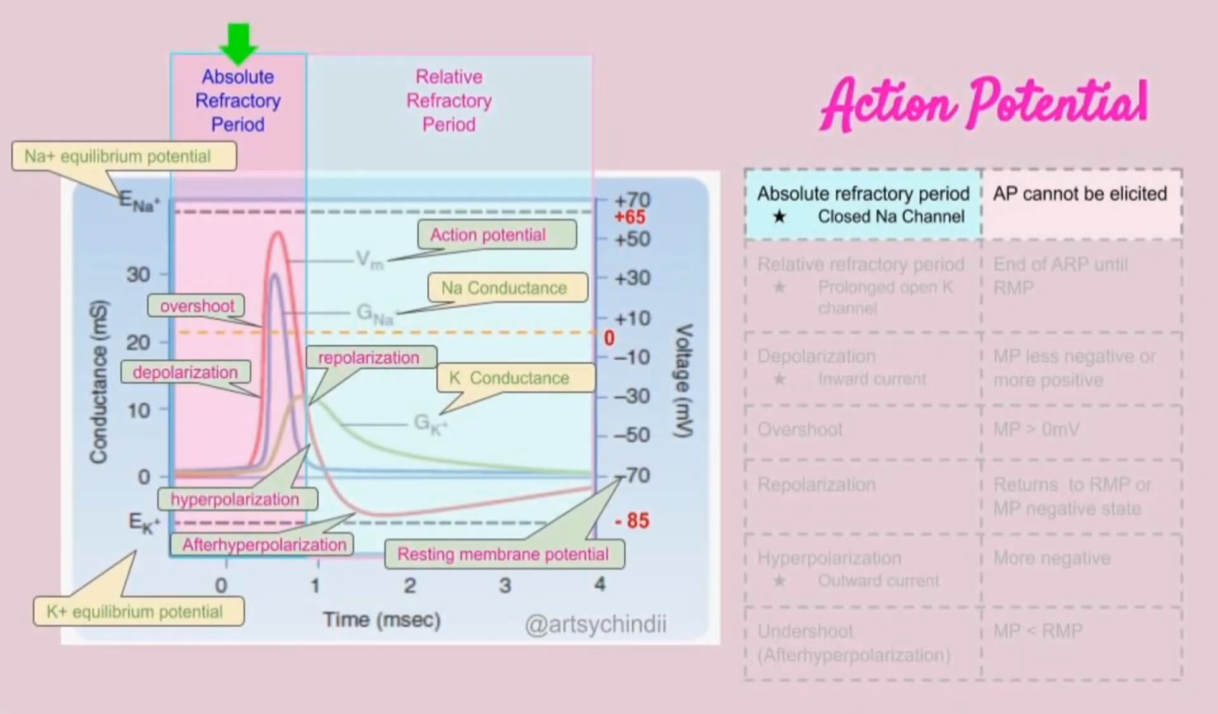Action potential. It has two refractory periods, the absolute and the relative. The absolute refractory period is the period during which another action potential cannot be elicited, no matter how large the stimulus. The inactivation gates of the sodium channel are closed when the membrane potential is depolarized.